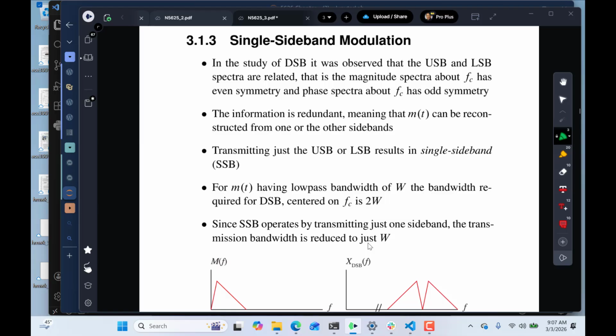But single sideband says that, well, if we're transmitting double sideband modulation, it's called double sideband because we always end up with two sidebands, upper and lower, and they contain identical information. Why are we doing that? Convenience, mostly. But if we wanted to be more efficient, we could transmit just one of the two sidebands, and then we could pack more signals together.